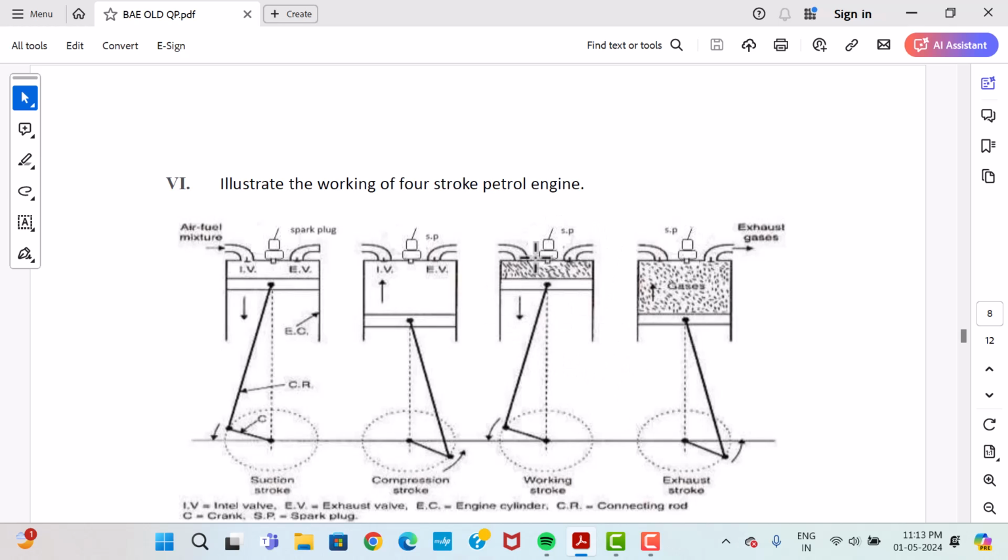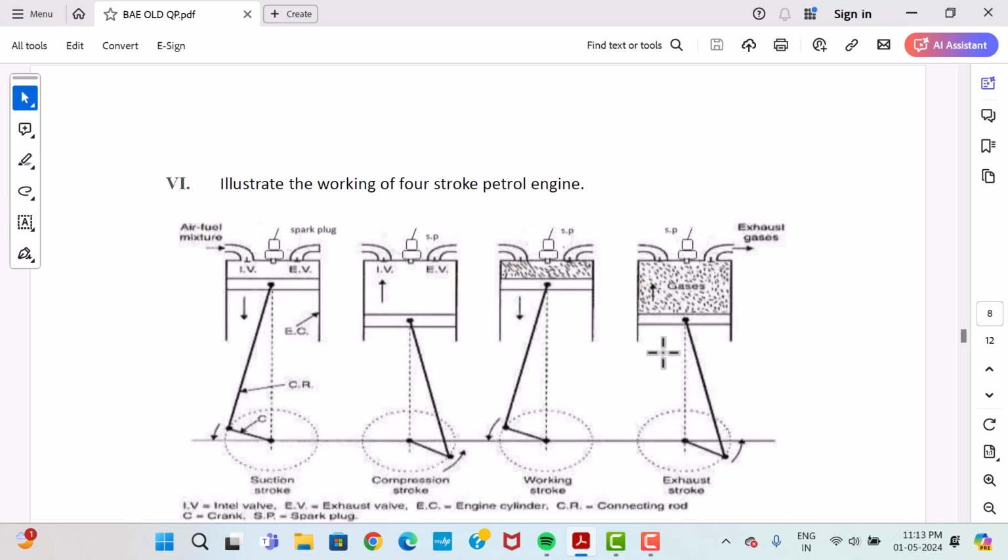This working stroke or power stroke is the only stroke which gives power. This is the only power producing stroke. For all other strokes we have to provide the power: suction, we have to provide the power; combustion, we have to produce the power. And the engine is giving power out in the power stroke only.